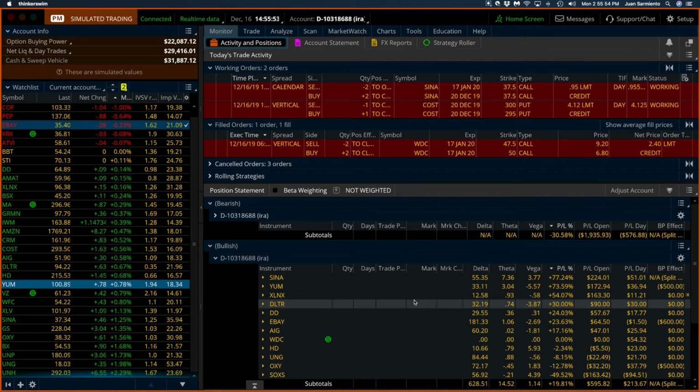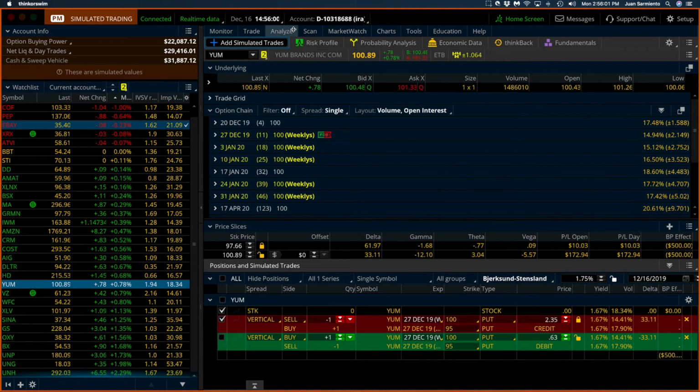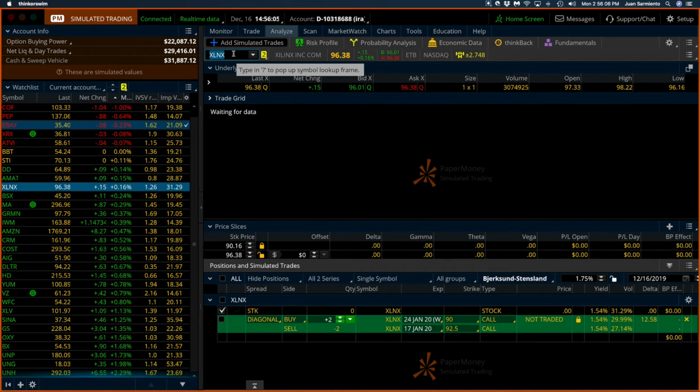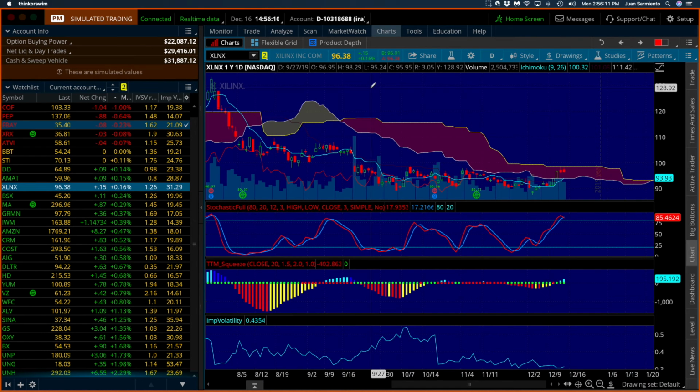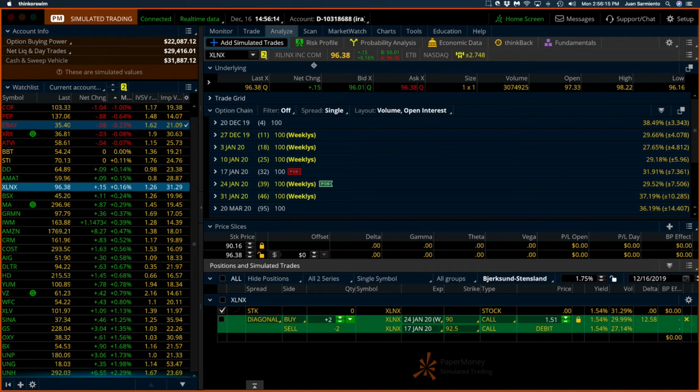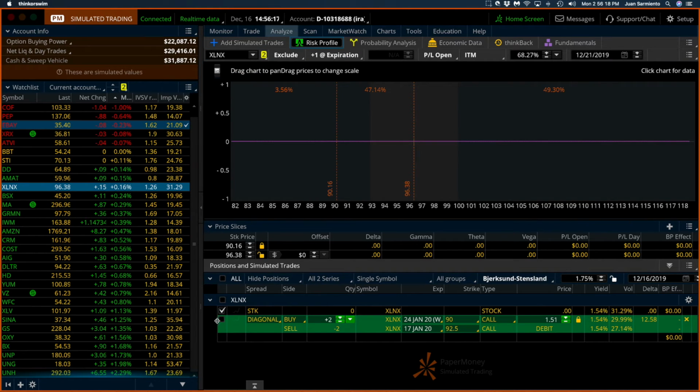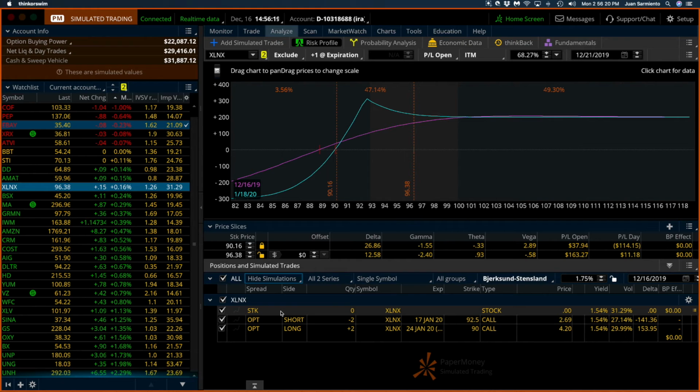Let's go again to the monitor tab, and we have XLNX at 54%. That's sort of very middle of the road. And this is January expiration, and we have the chart here. It looks like it's going to slow down. Let's take a look at the chart, risk graph. That's another diagonal, but it's near the top of the range.